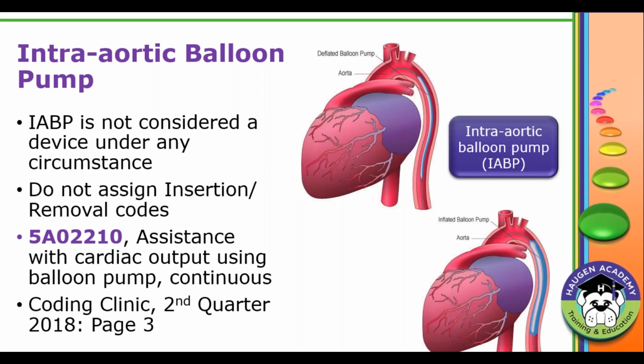This one is not coded as an insertion of a device, which to me doesn't make a ton of sense when we compare it to the Impella. But this particular one is just coded as assistance with cardiac output using a balloon pump continuous, so the code 5A02210, and there is a coding clinic on this one as well. And the pictures that we're showing here show the intra-aortic balloon pump with the balloon deflated, so you can see blood is able to get around the balloon through the aorta and to the different tissues of the body, and then with it inflated, which again is going to help build up the pressure within the left ventricle.